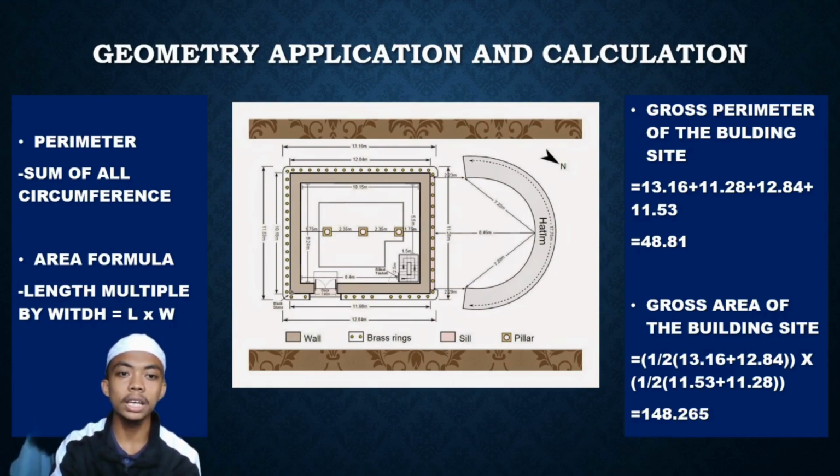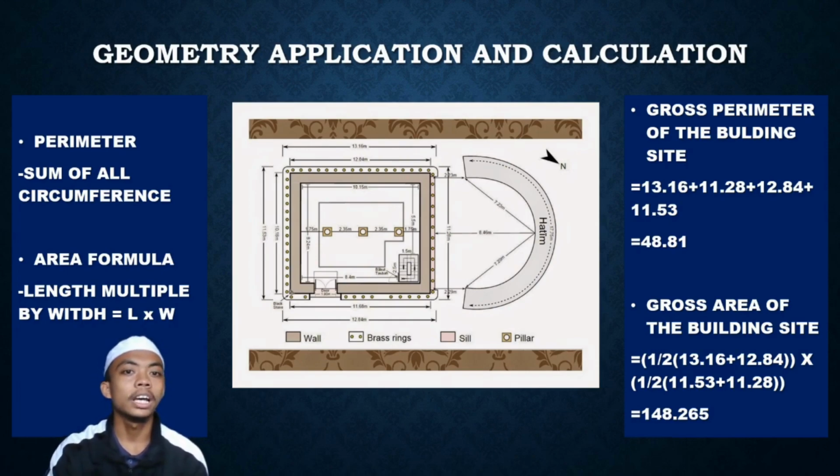If we look at the size of the exterior of the building plan, which is included with the Shadarwan parts, this is a part of the building size. It can be said this is a base for the Kaaba. For the application to calculate its perimeter, it is 13.16 plus 11.28 plus 12.84 plus 11.53, which is equal to 48.81.